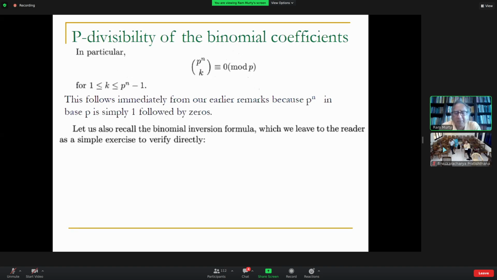This is, I think, not generally taught in elementary school, and it might be a nice exercise to give to your class on elementary number theory.